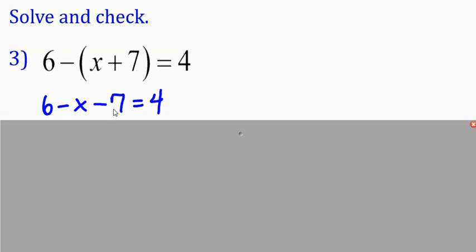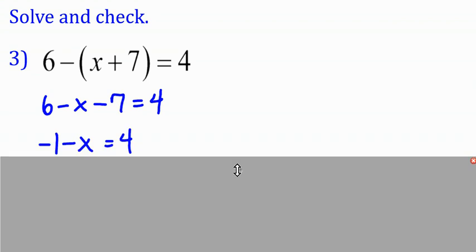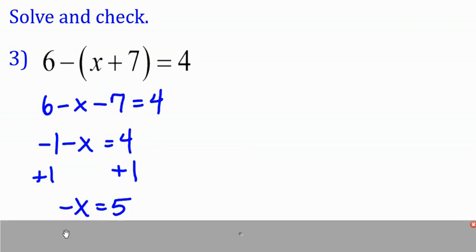We have some like terms we can combine here. 6 minus 7, that would give us -1. So we have a -1 minus x equals 4. Or perhaps you wrote it as a -x minus 1 equals 4. Those are the same things. Now we're trying to get x alone, so I can add 1 to each side of my equation to undo that. And then we have a -1 times x, so to undo that we'll divide by -1.